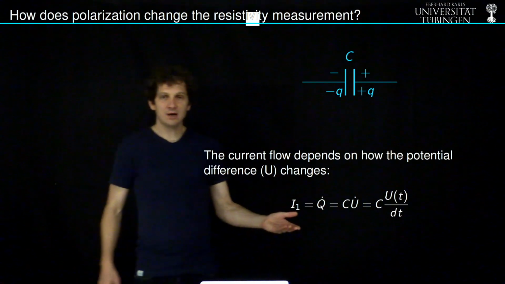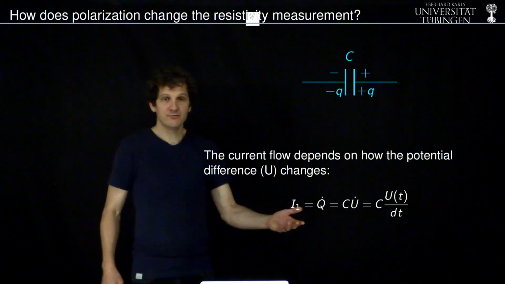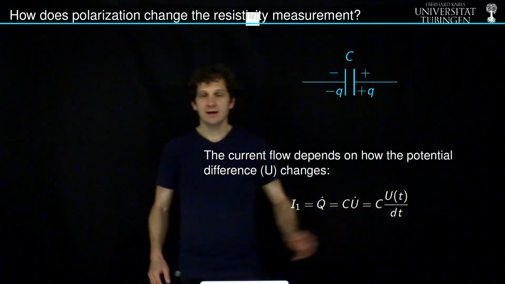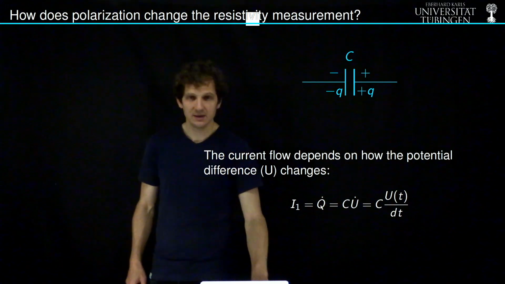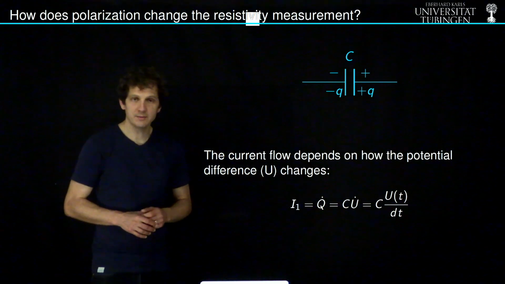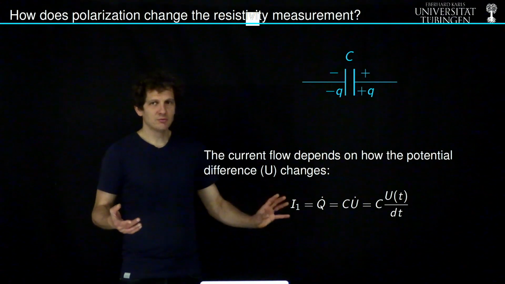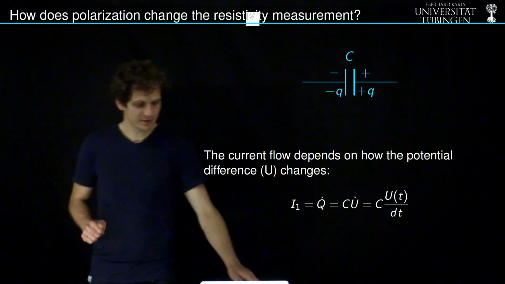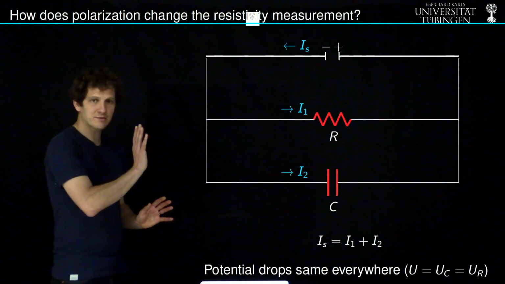Okay, so now we have a relationship for the current I flowing over a capacitor, and I just realized this should actually have the index 2, sorry, not 1. Okay, and so if you so wish, this is Ohm's law for a capacitor. Now we can see how this changes our electrical circuit.